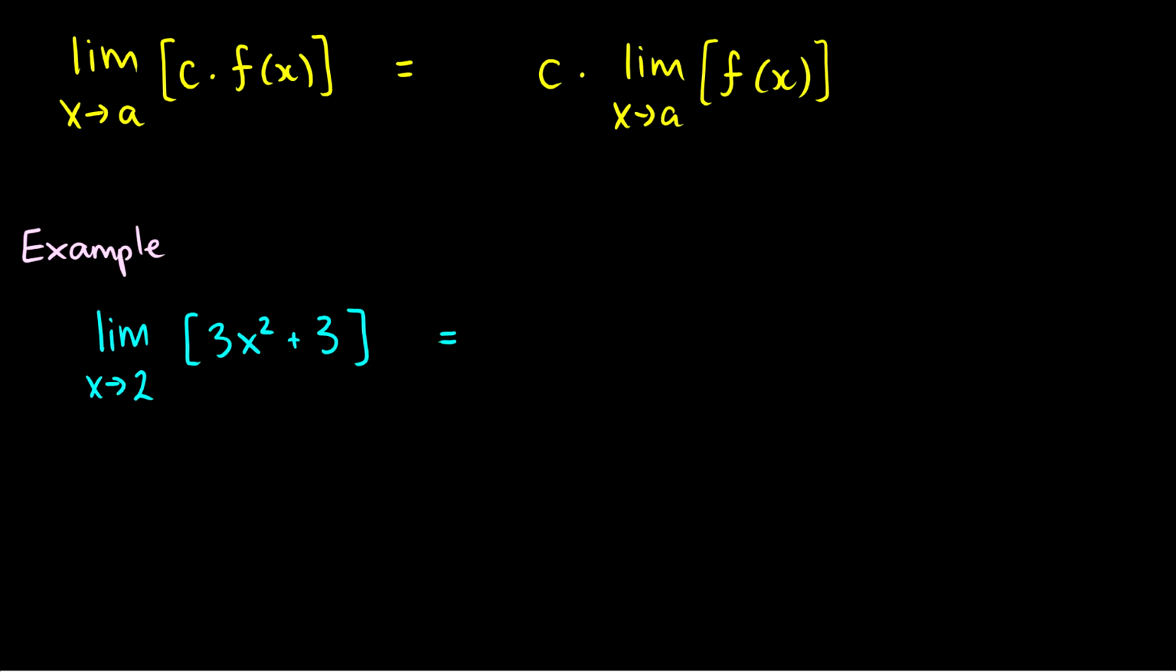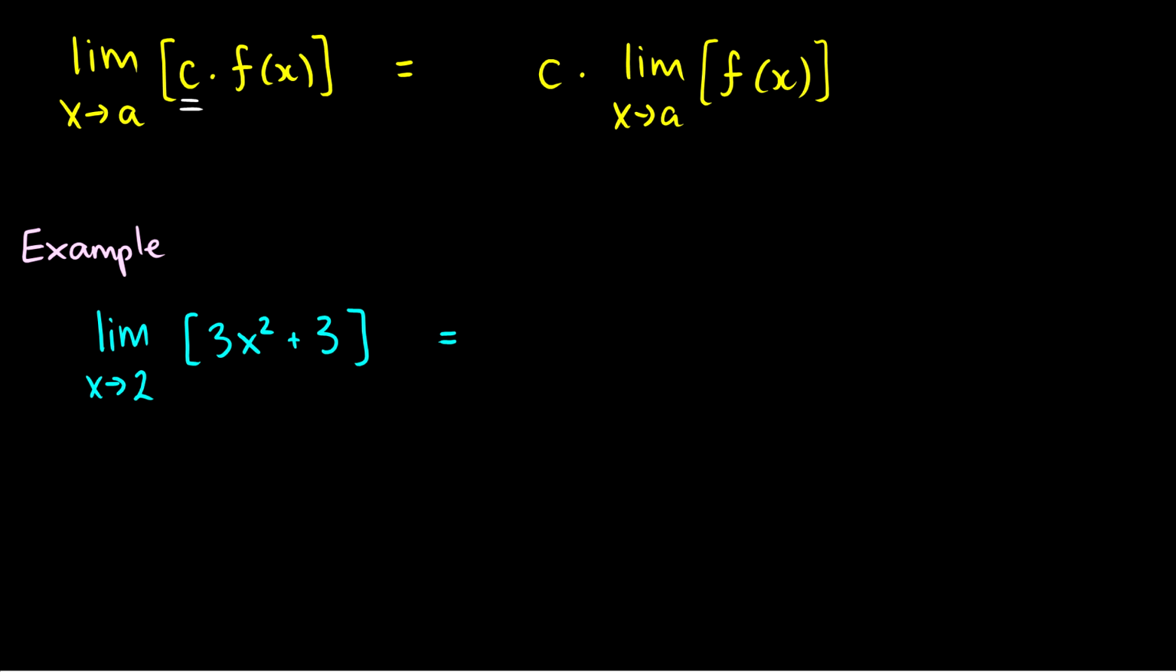The second law is a multiplication law. Essentially, if you have the limit as x goes to a of some number c times a function, so again, this c is just a constant, it's any number, then it's just equal to that constant times the limit as x goes to a of f of x. So we can just pull the constant out of the limit. So here's an example.